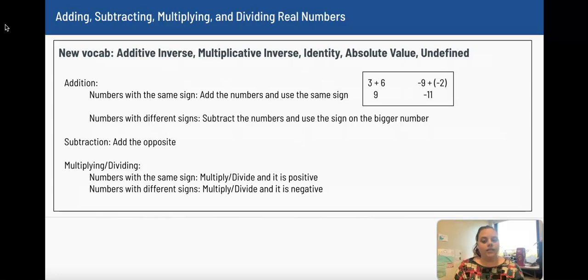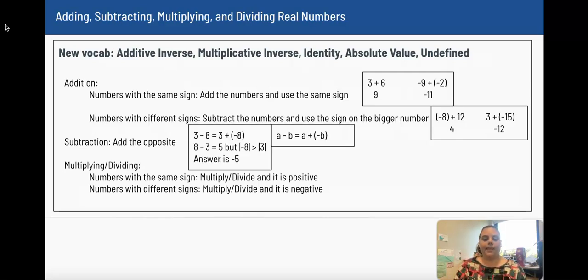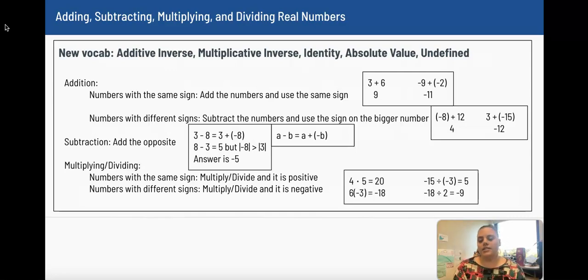Here's an example of adding two numbers with the same sign, whether it's positive or negative. Here's an example of adding two numbers with negative signs, one where the answer ends up positive and one where the answer ends up negative. Here is an example of taking a subtraction problem and changing it to an addition problem. This one ends up being addition with different signs. And here are some examples of multiplying with the same or different sign and dividing with the same or different sign.